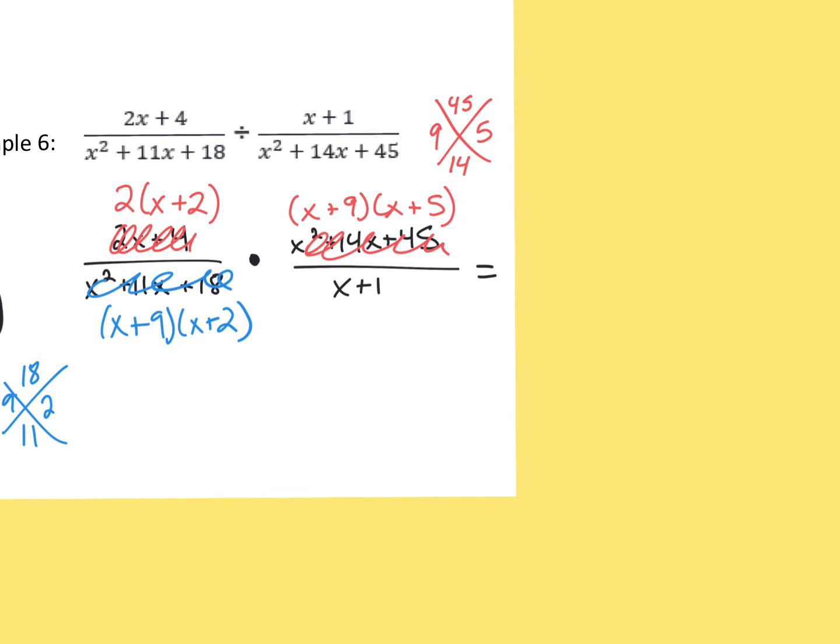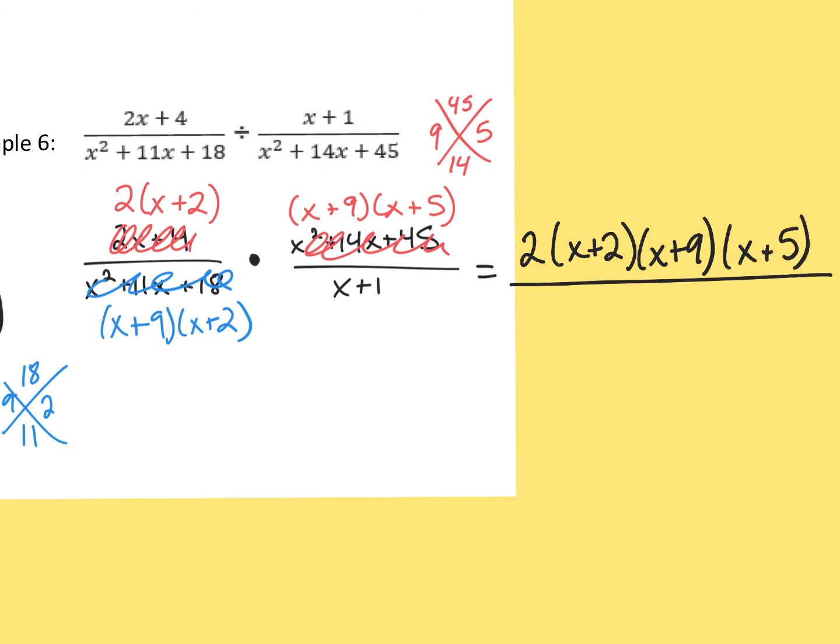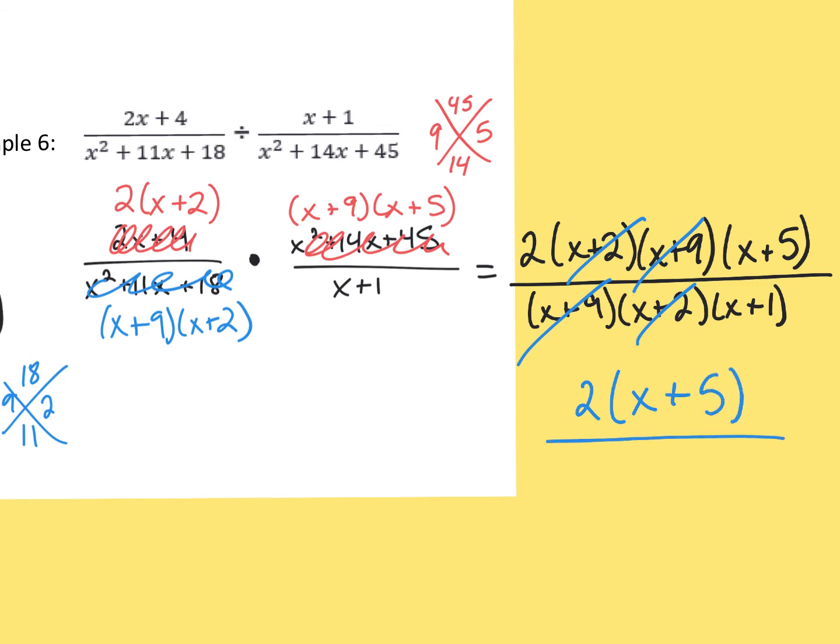Okay, here we go. Biggest part here. On the top, just write everything you have. So 2, x plus 2, x plus 9, x plus 5. On the bottom, x plus 9, x plus 2, x plus 1. Cross them off. What am I crossing off? X plus 9 and x plus 2. What's left on top? 2 times x plus 5. What's left on bottom? X plus 1. Are any of those the same? No, leave it alone. You're done.